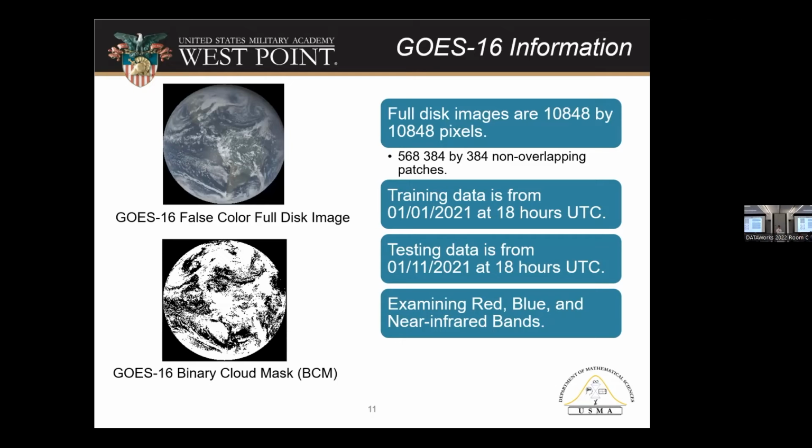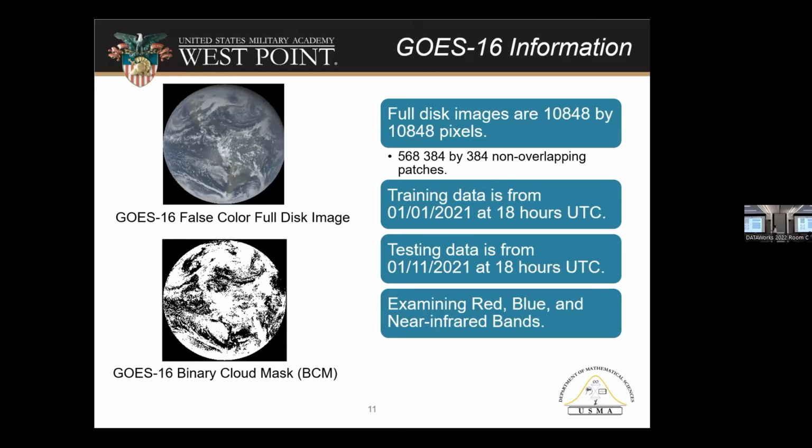Shown on the left is the false color image. So this is what we see with the human eye in the top left. And we're saying, can we take this image and make it look like the black and white image below? This is basically a binary classification, white for clouds, 0 for no clouds. And this is our data set.